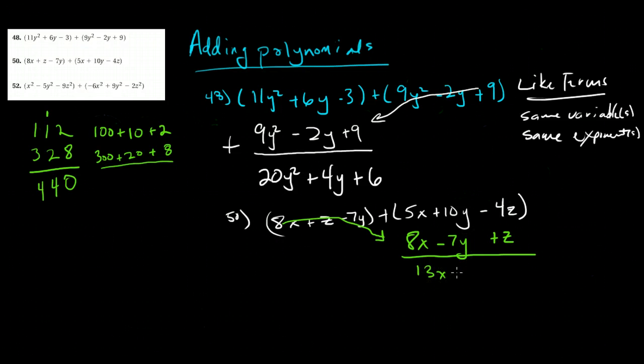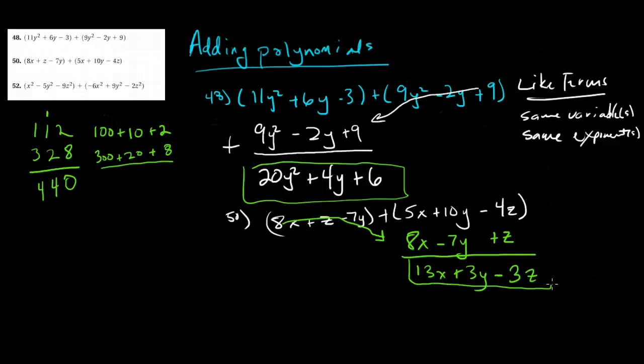13x plus 3y minus, because the 4 has the higher absolute value, minus 3z. And so if this is my answer up here, then this is my answer down there.